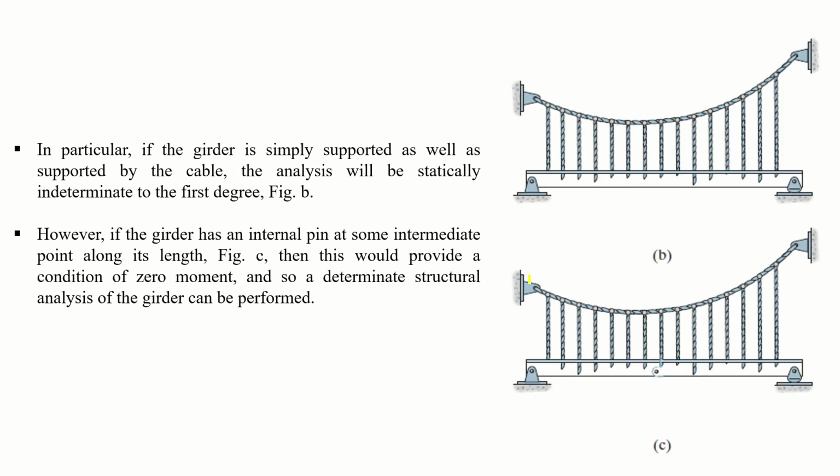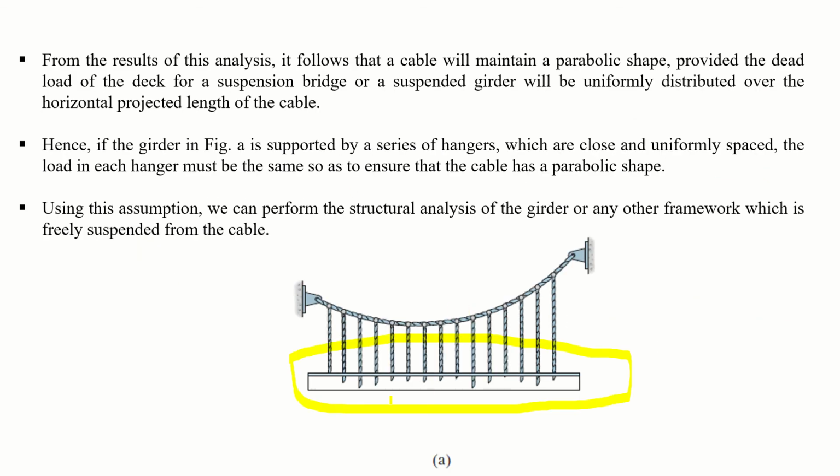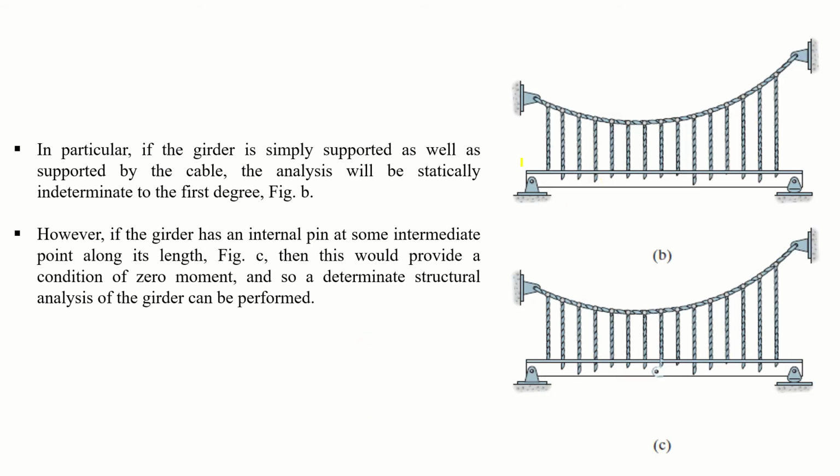Similarly, in the previous example, the girder was freely suspended. Okay, no supports were there. But now consider that there are supports, for example, a pin support and a roller support are here, right? And this is a simply supported girder supported by the cable. The analysis will be statically indeterminate to the first degree. So there will be one unknown, and we will need one extra equation in the case of this kind of structure. Okay.